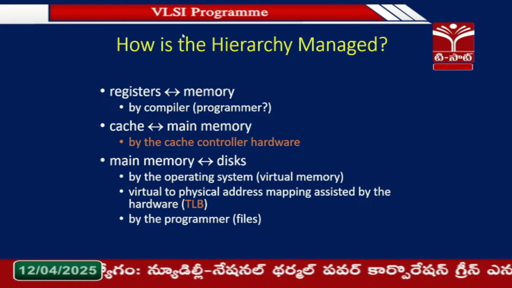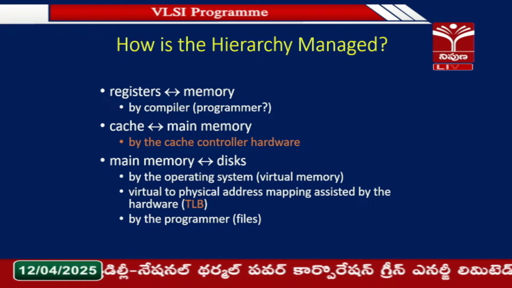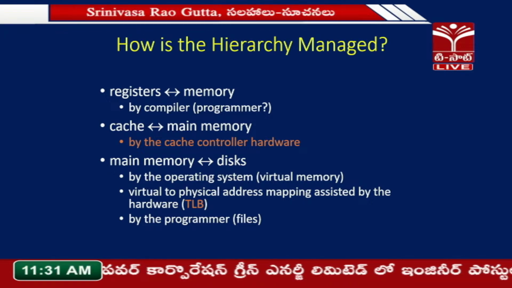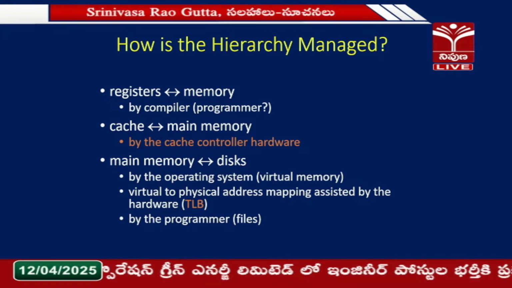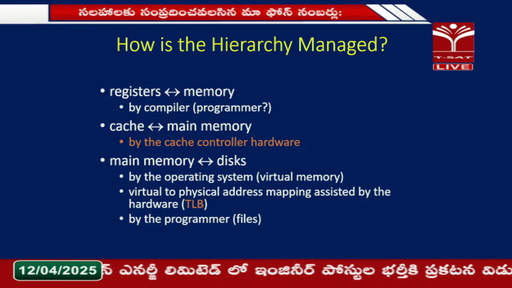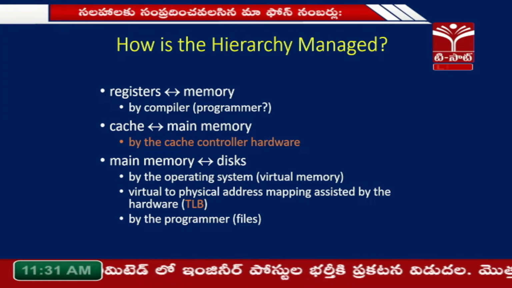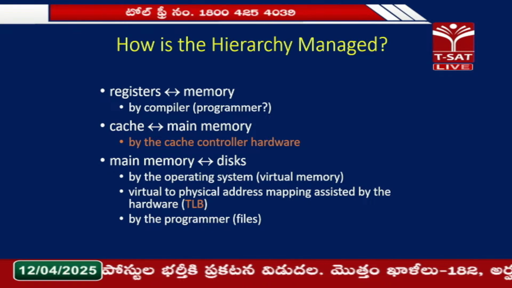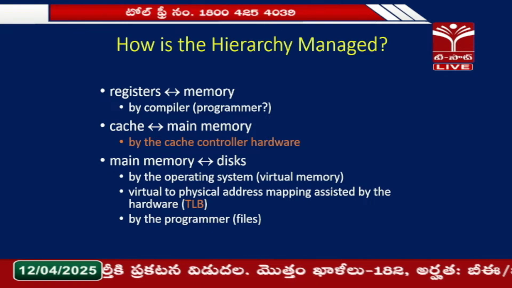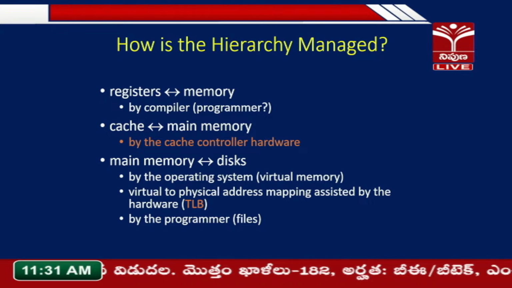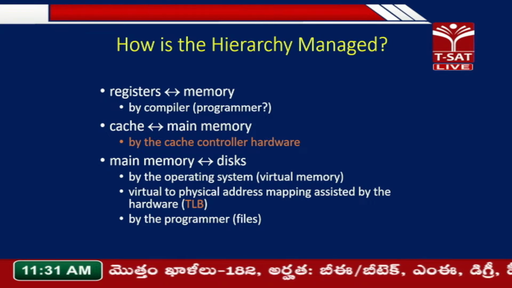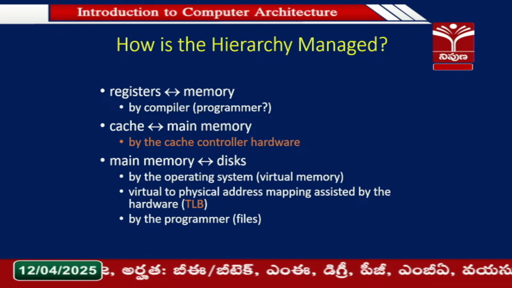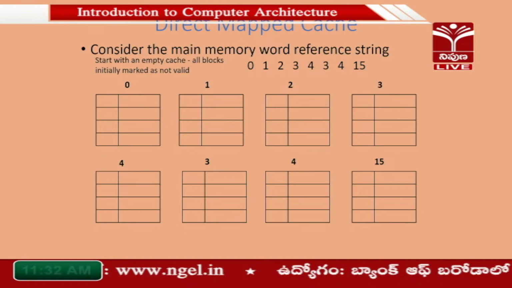So main memory to disk, that particular data movement happens by the OS. In operating systems like Linux and Windows, there is a concept called virtual memory that we talk about in the next section. So the main memory and disk movement happens under the control of software. But the register to memory movement is based on the compiler, which optimizes it. When it comes to cache to the 15, right?